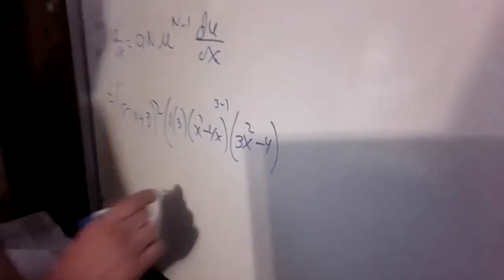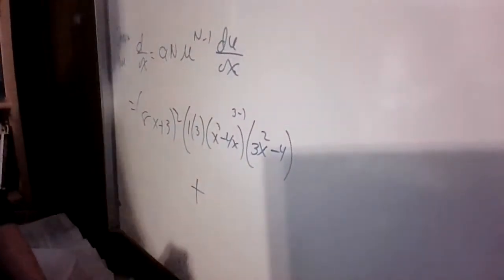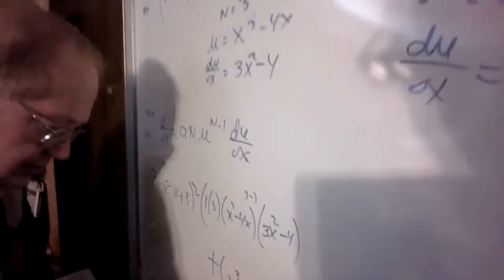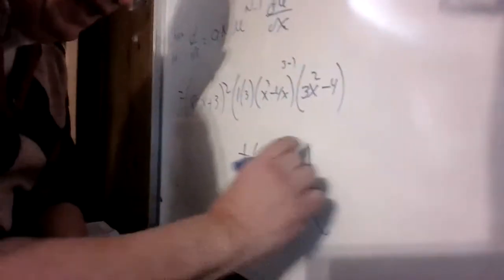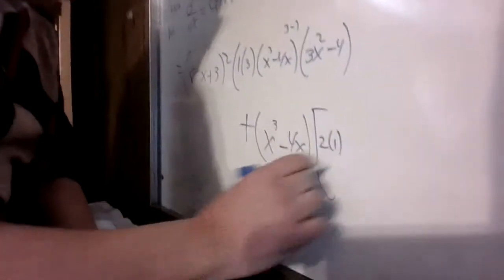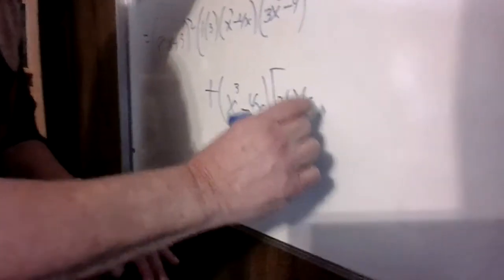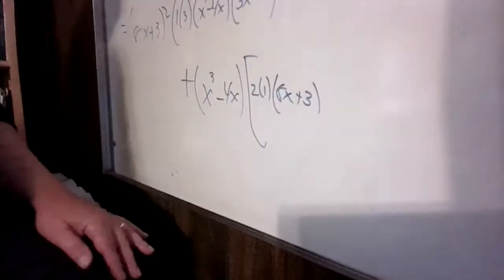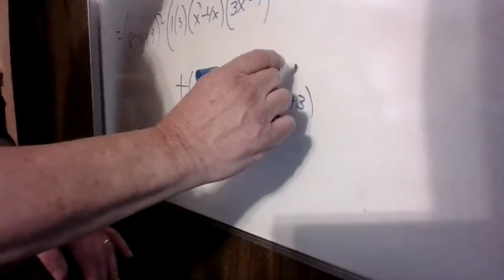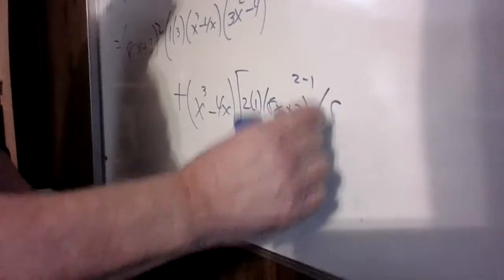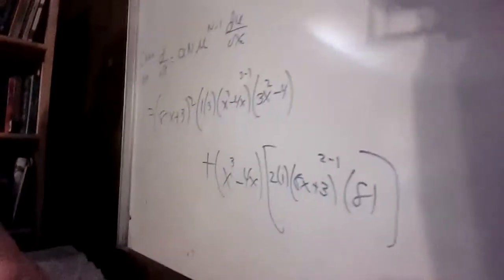Now this one here is going to be x^3 minus 4x. And here we say a is 1, n is 2, u is 8x plus 3. That's going to be 2 minus 1. And the derivative is 8. Yeah, close bracket there.